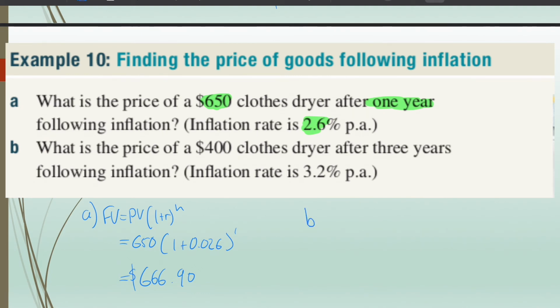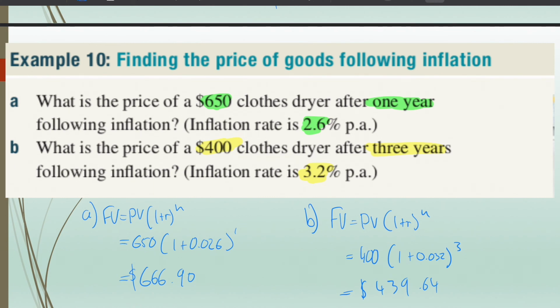Same thing again in part B. Still always using the compound interest formula. This time the numbers that we're putting into the formula are here. And 3 years. So if that one goes into our calculator, it comes out at $439.64.